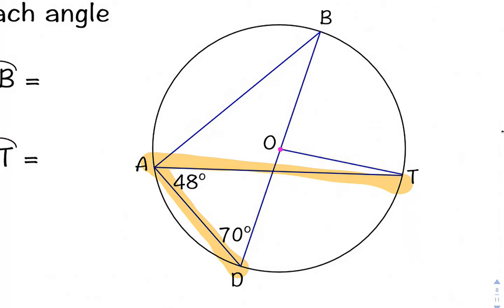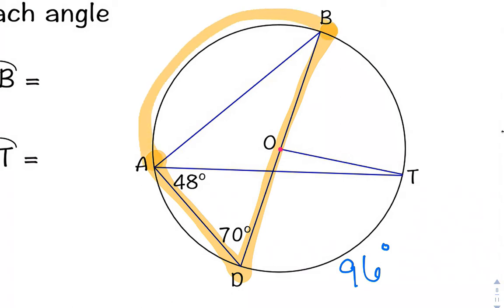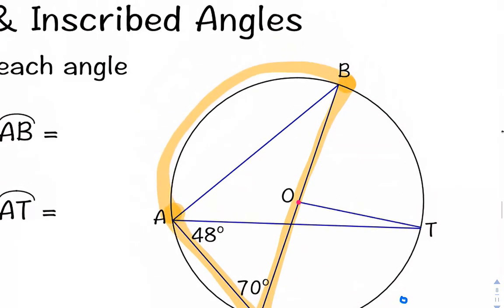So how does that relate to this arc DT? Remember, I take that and I multiply by 2. So if I take 48 times 2, that's going to give me a 96-degree arc. Okay, all right, so that's that one. Now let's look at what other information I have. Well, I have that inscribed angle, 70 degrees, so that gives us that arc. Our inscribed angle is 70 degrees, so that arc would measure 140 degrees.